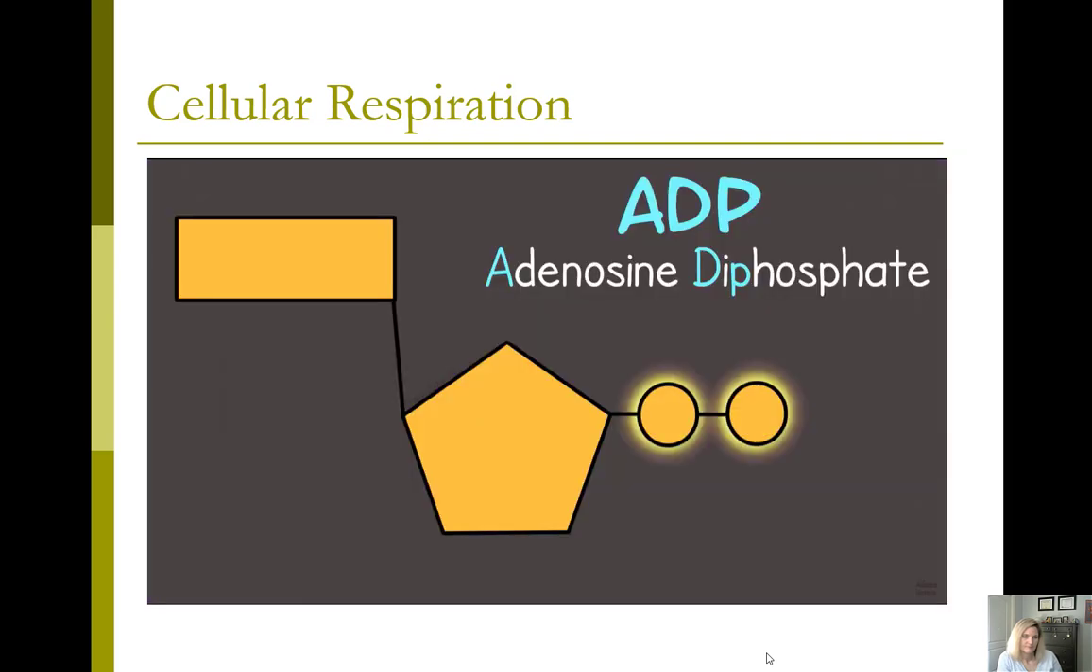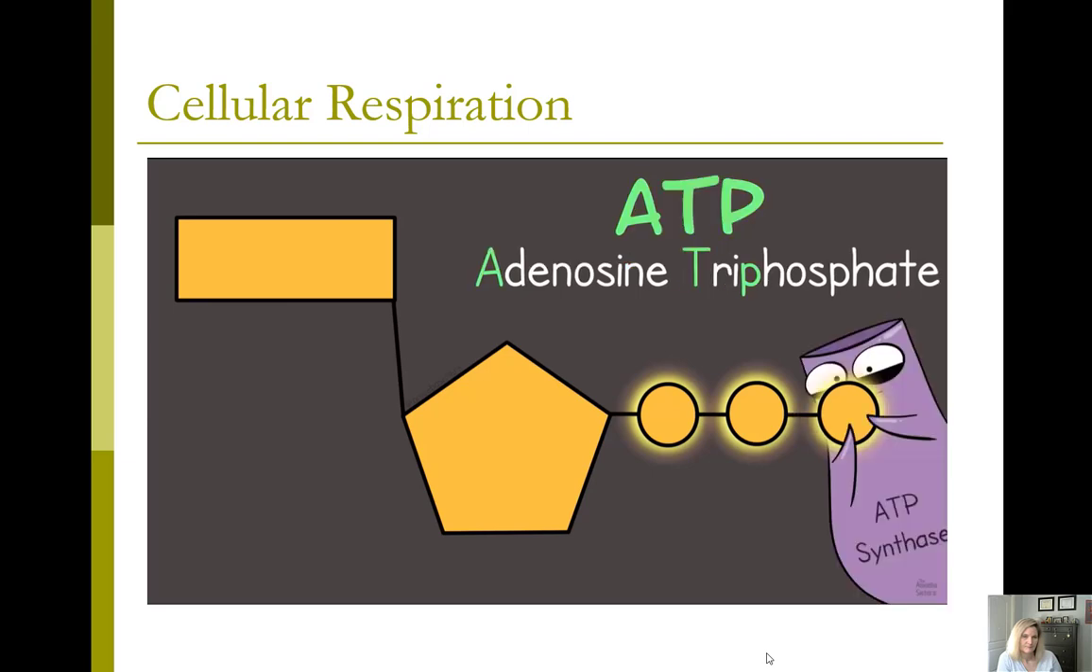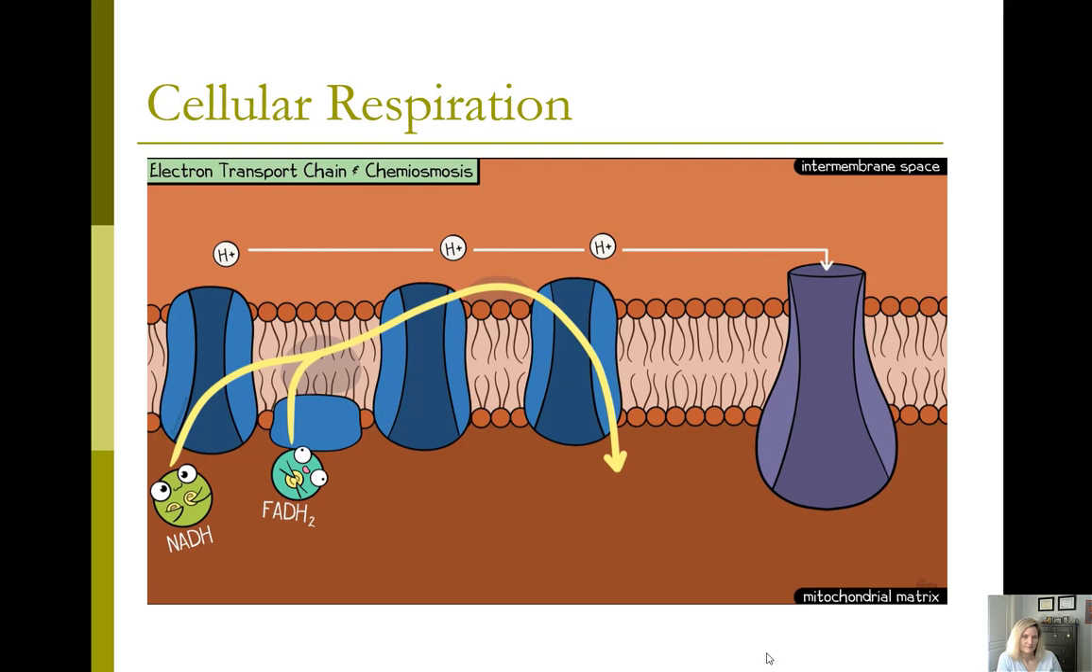ADP has 2 phosphates, but if it obtains a 3rd phosphate, it becomes ATP. So, in chemiosmosis, the protons travel down their electrochemical gradient through a portion of the ATP synthase, powering it to make ATP, the ultimate goal.